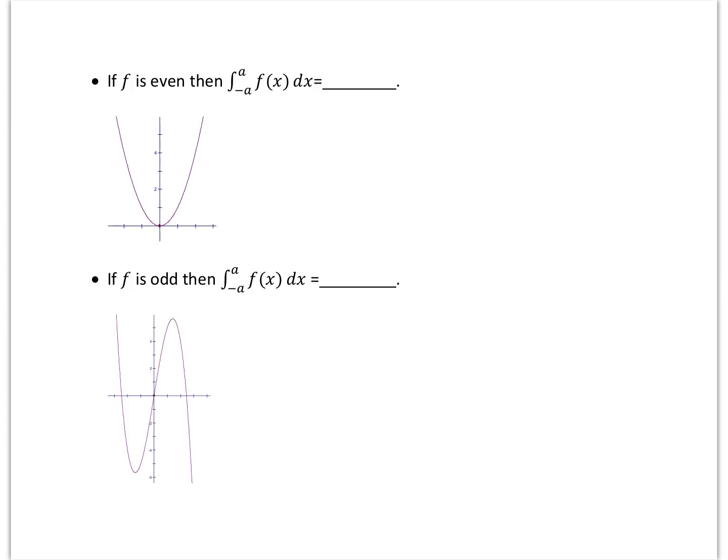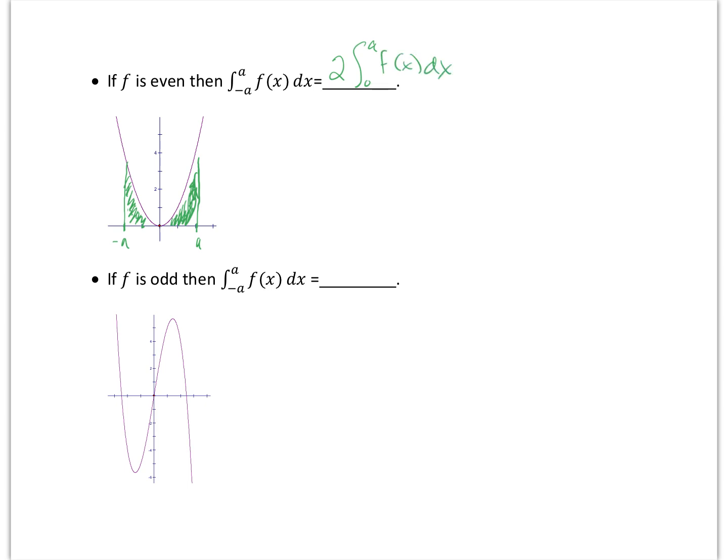Now, if f is even and I want to integrate from negative a to a, so let's call this negative a and this a. If f is even, we have symmetry about the y-axis. I actually only need to integrate from 0 to a, and I can just double it because this area is the same as this area. So I can just do twice the integral from 0 to a of f of x dx.